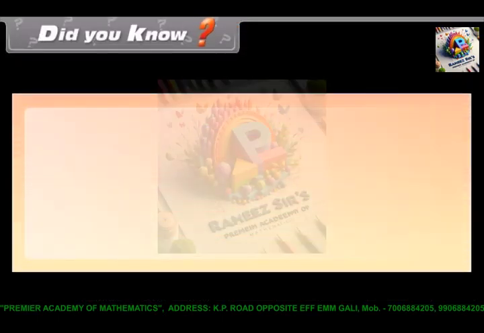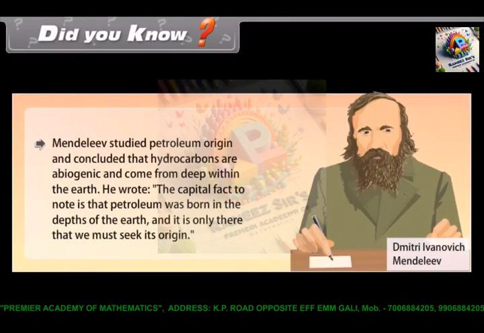Did you know? Mendeleev studied petroleum origin and concluded that hydrocarbons are abiogenic and come from deep within the earth. He wrote, "The capital fact to note is that petroleum was born in the depths of the earth, and it is only there that we must seek its origin."